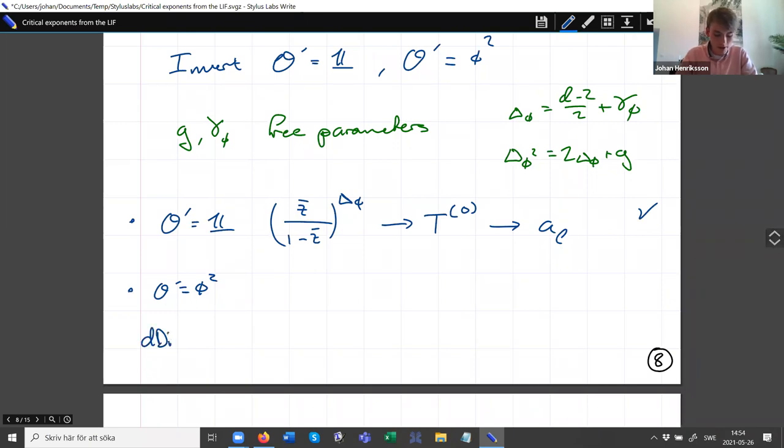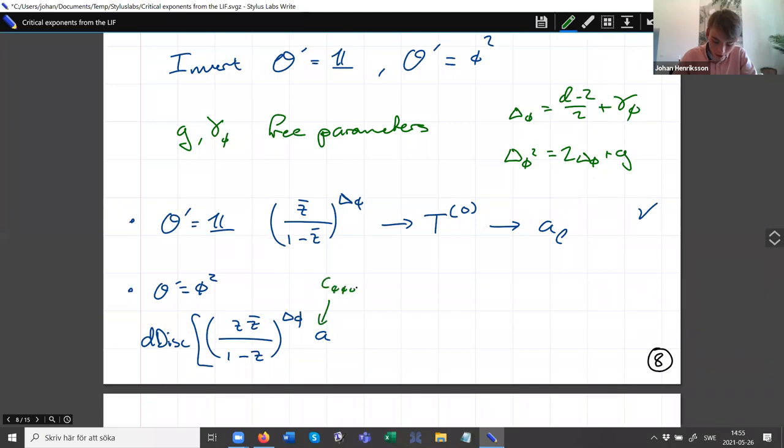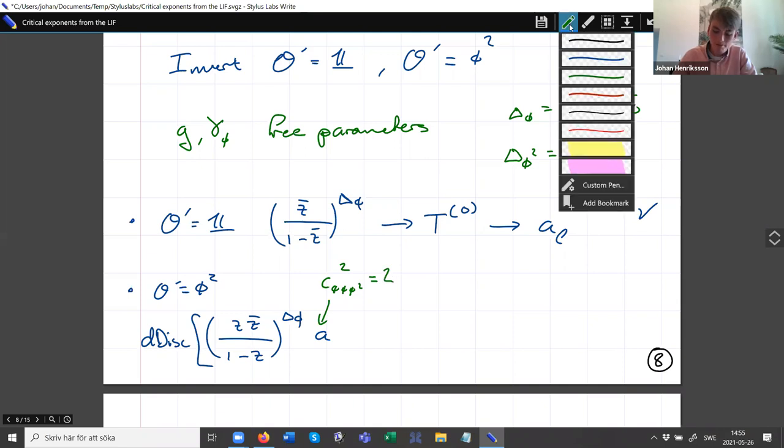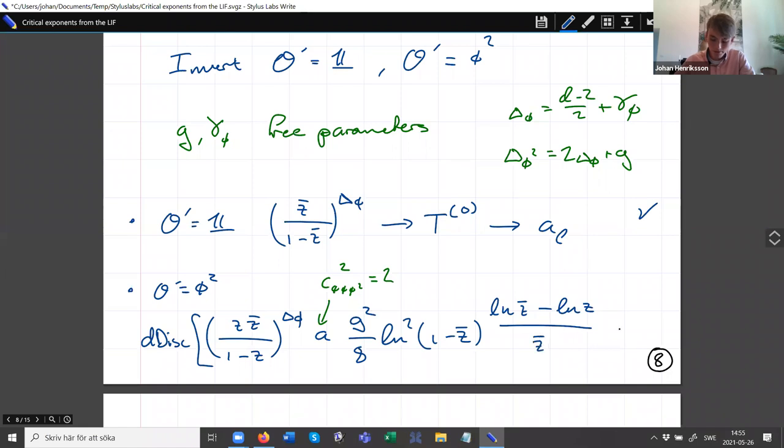So we need to consider now d disk z z bar, v to the 1 minus z to the delta phi, A, which I'm just calling this OP coefficient phi phi phi squared square, which is actually equal to 2 at leading order. Then we get this g square over 8 log square (1 minus z bar). And then there is an additional part coming from the rest of the conformal block that I kind of ignored above. And it's log z bar minus log z over z bar. And then we're supposed to project onto z to the delta phi.